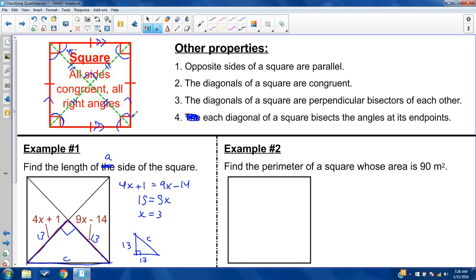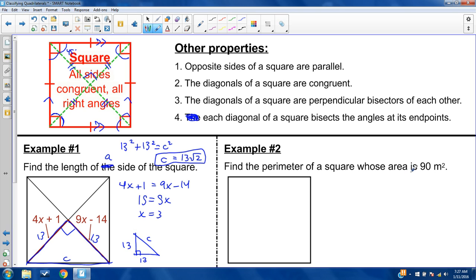So, Pythagorean theorem. 13 squared plus 13 squared equals C squared. For the sake of time, I'm going to tell you that C is 13 times the square root of 2. You can approximate that to whatever that is, but that's how I'm going to give you the length. You'll figure out how special right triangles work eventually and later.